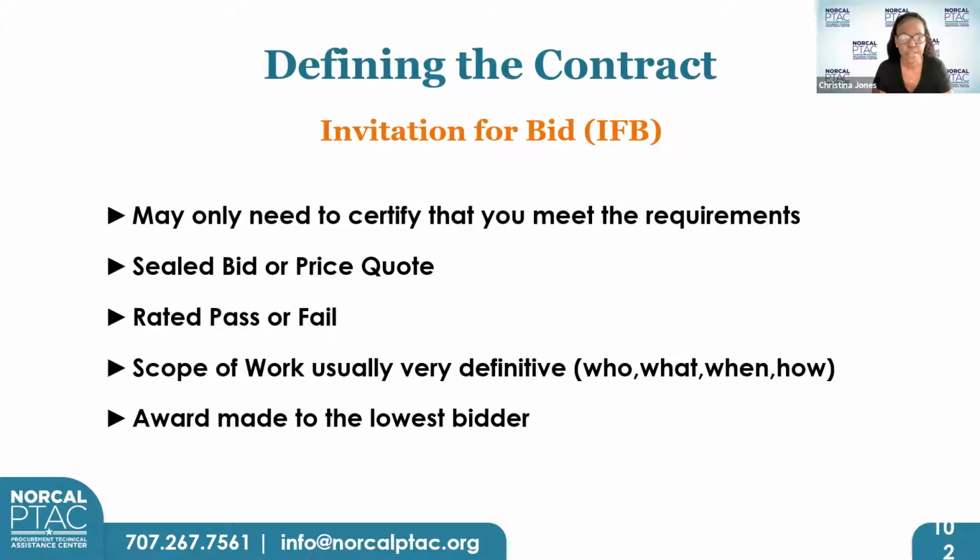So the invitation for bid, I kind of mentioned some of this, is basically rated on a pass or fail basis, meaning they're going to give you a very defined scope, and they're going to assume that you're going to attest that you can do these things, and then you're going to submit your sealed bid with your best pricing, and you'll be rated as a pass or fail. And so this is going to be awarded to the lowest bidder. So again, it's a very defined scope, and the award is made to the lowest responsible bidder. Next slide, please.